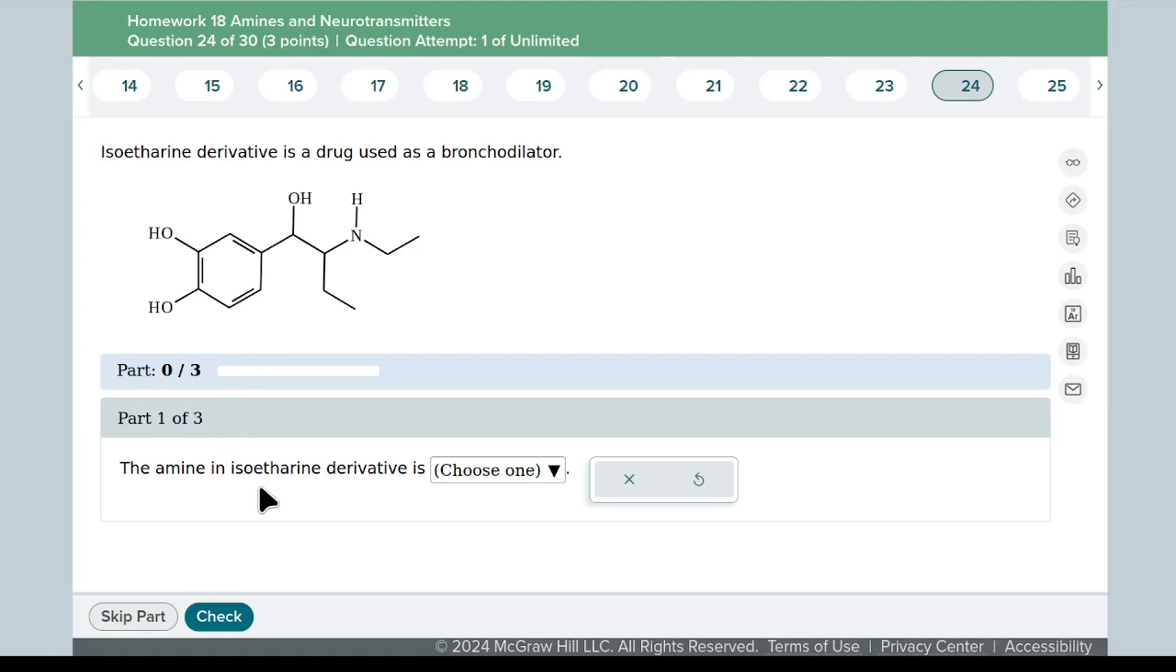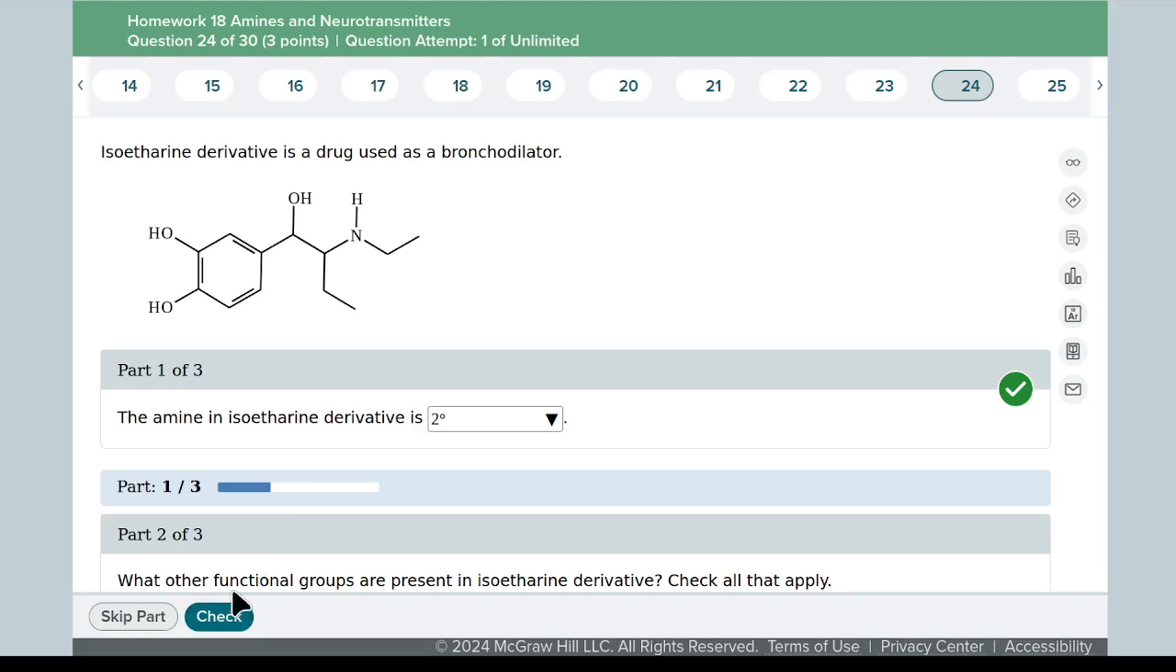The amine is in an isoetheren derivative. So we look for the amine, look for the N, and we want primary, secondary, or tertiary. So how many carbons are attached to the N? 1, 2. It's a secondary amine, and we can go on to the next part.